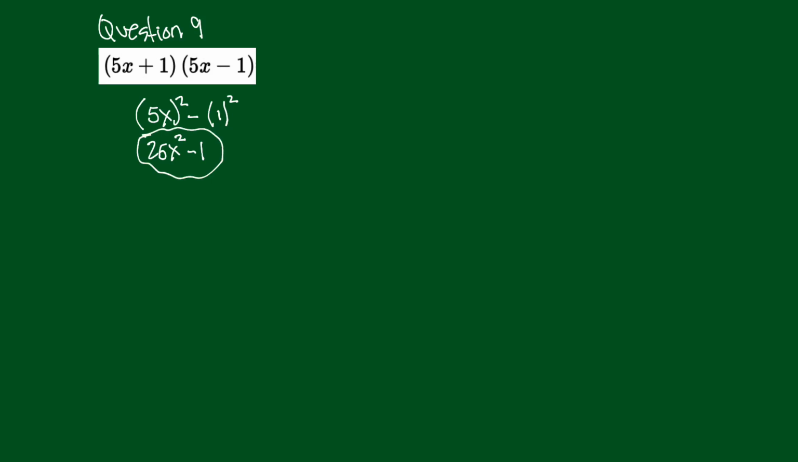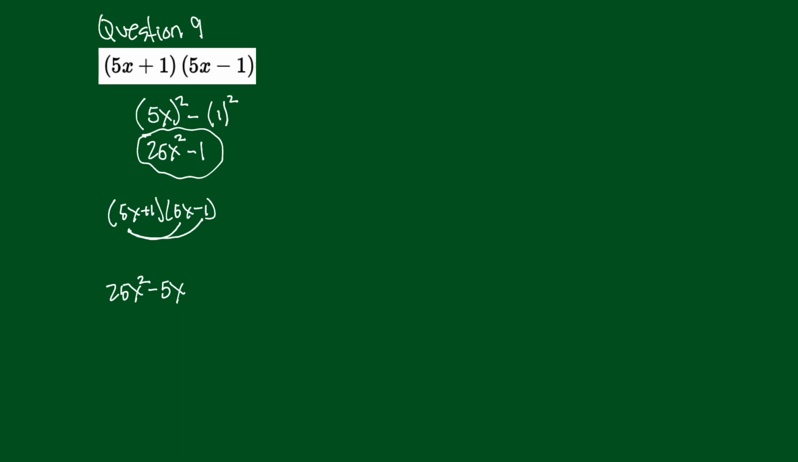Now, if you don't see it as a special product, or you just want to multiply it out, I'll rewrite it. It's 5x plus 1 times 5x minus 1. Multiply every term in here by every term in here. So here's what I'm going to do. I'm going to distribute this 5x. So 5x times 5x, 25x squared. 5x times negative 1, positive 5x times negative 1 is negative 5x.